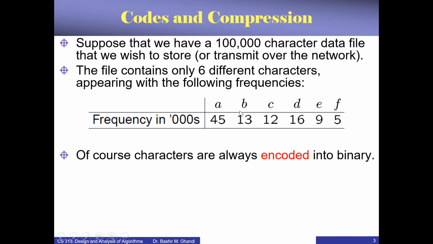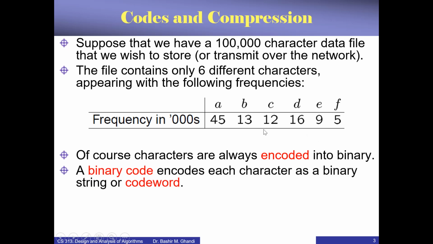Now, of course, we all know that characters are not saved as we see them displayed on the screen. They are not saved as symbols like that. Rather, they are saved as binary data. So they have to be encoded into binary form, consisting of only zeros and ones. This is normally done using what is called binary encoding or binary code. So a binary code encodes each character into a binary string consisting of zeros and ones, and the code for each character is called the code word for that character. So the string of bits that will represent character A is called the code word for character A.